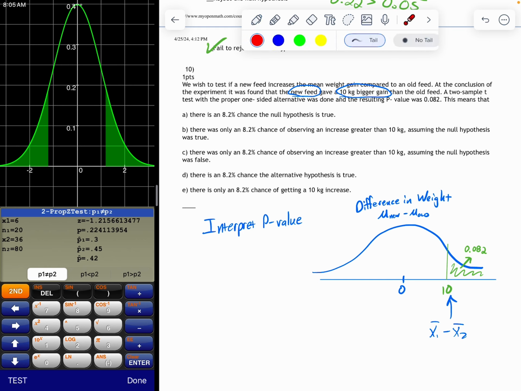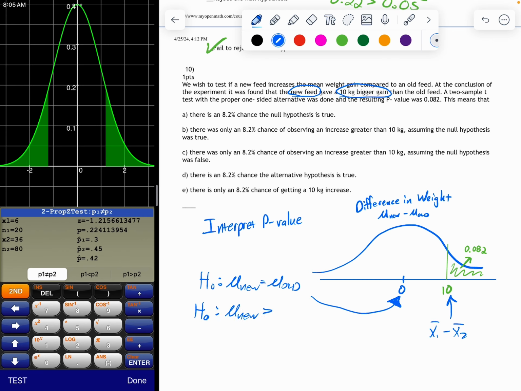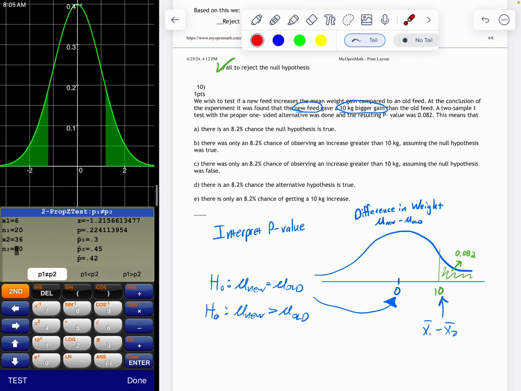The null would be that mu new equals mu old, right? And that's here, that there would be no difference. And the alternative is that the mu new helps them gain weight, so it would be bigger than mu old. This is all just set up to help you understand, right? So the whole setup is based on the null being true. So if there is no difference between the new and the old feed, then this result of 10 or more will happen 8% of the time by chance.